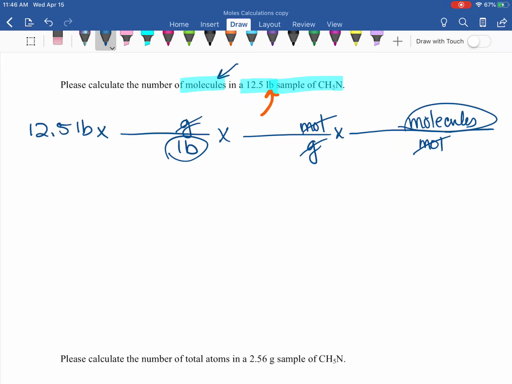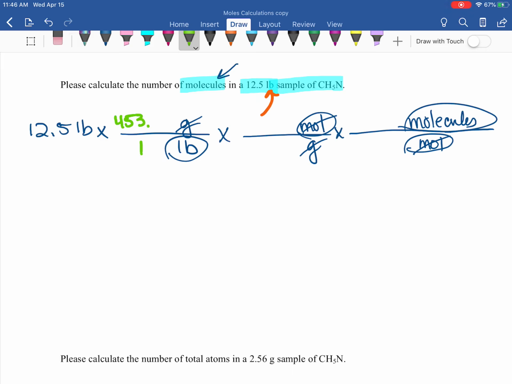So if this is what we're starting with and this is what we want, it doesn't matter if we've got a couple steps in between as long as our units are canceling. And we're still following our process. We're going from a mass to moles to a count to molecules. We still have moles in the middle. Look, they're right there. Moles are still in the middle. Now we can simply fill in our numbers.